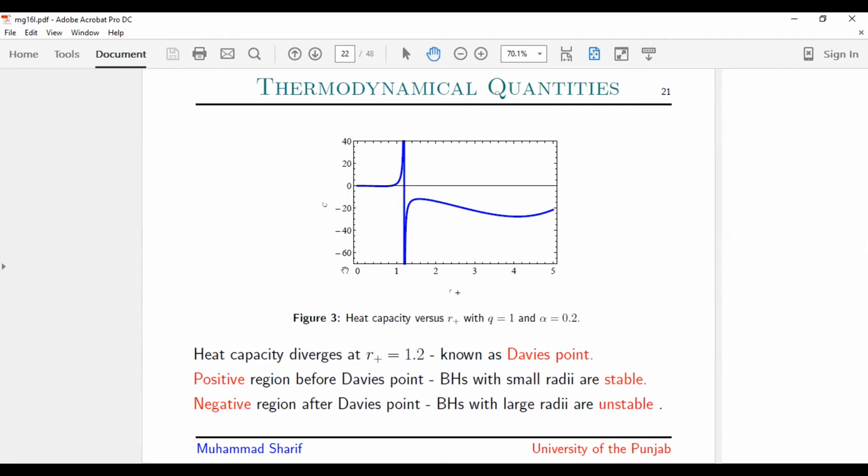So in this region we see that we have black holes with small radii. Similarly, the negative region is unstable. So the negative region after the divergence point provides black holes with large radii, which are unstable.